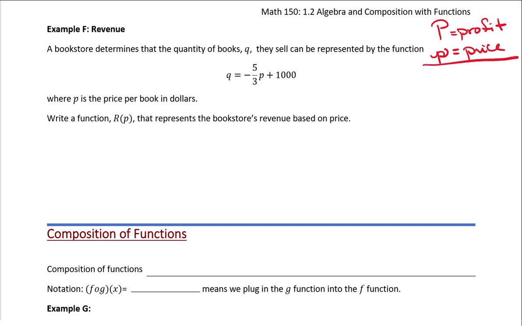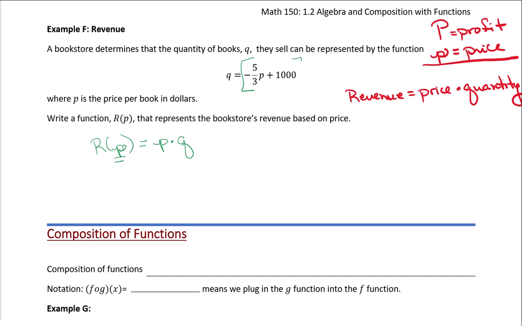Now they're wanting us to write a function where the revenue is a function of just price. Well, when we consider revenue, we would have to take the price per item and multiply it by the number of items we're purchasing. So in this case, the revenue in terms of price equals price times quantity, we don't want to use Q. Our input should be just p. Well, we know what our quantity represents in terms of p, so we can substitute.